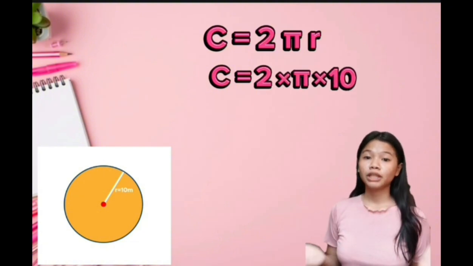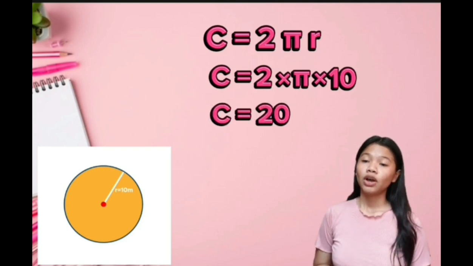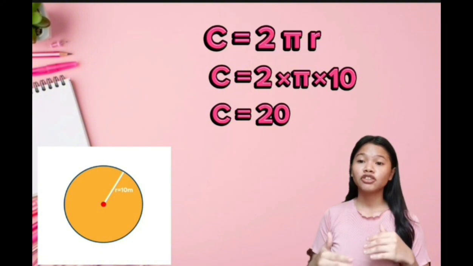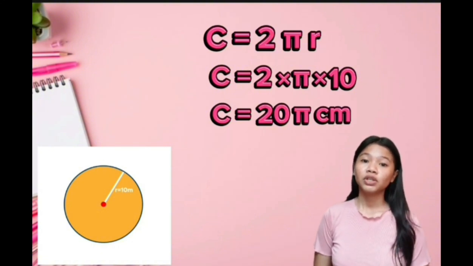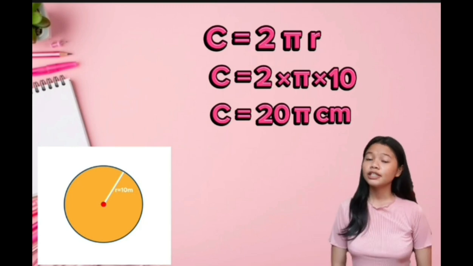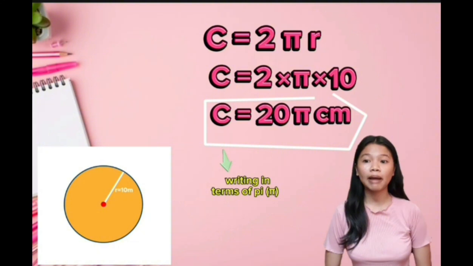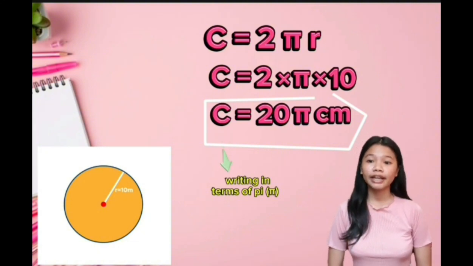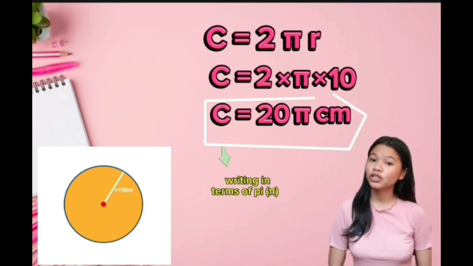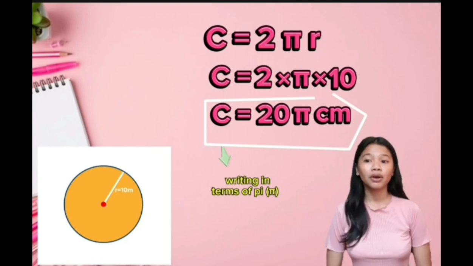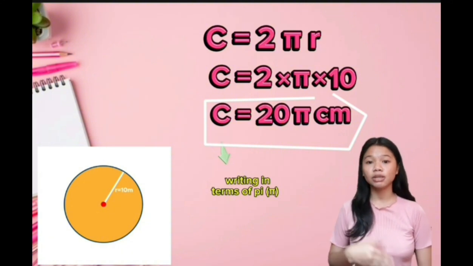After that, we can multiply it together. 2 times 10 gives us 20. So we can write C equals 20, then bring down the pi, and then add the unit of measure, which is centimeter. This is one way we can write the circumference, and it is called writing in terms of pi. Meaning, we write the number in front of the pi and add the unit of measure. So our answer here is C equals 20 pi centimeters.